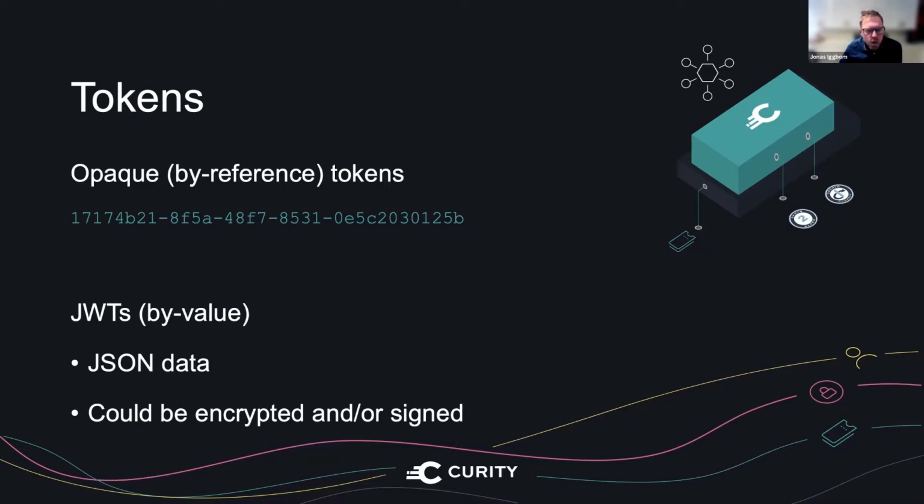anyone. What you need to do with a by reference token is essentially introspect the token to get more information on it. The other alternative, which we will use more here today and also in the demos, is JSON Web Tokens, or JWTs. This is instead of a by value token. So this is a token that holds values instead of just having a reference to the information. It's holding JSON data. It could be encrypted and or signed. And we'll look at that.